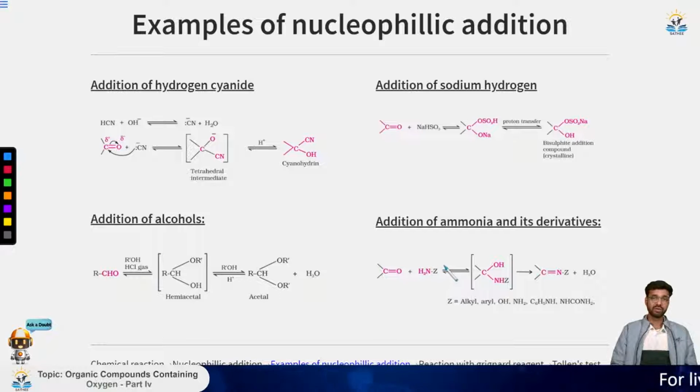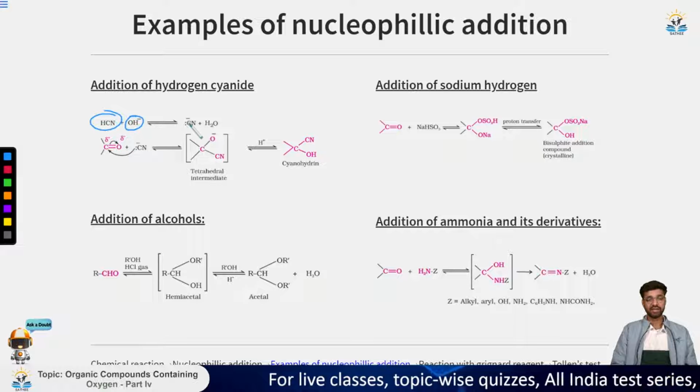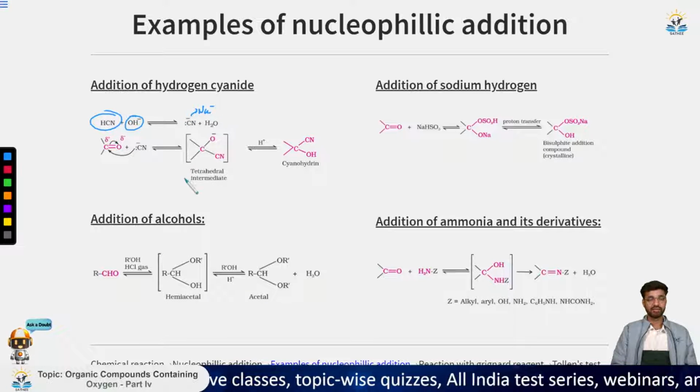Now next, let us see some examples of nucleophilic addition. These are very important examples. First is the attack of the cyanide group. We know HCN, and we are doing it in basic condition. So what will OH minus do? It will abstract the hydrogen from HCN and we will get CN minus, which is a nucleophile here, carrying a negative charge.